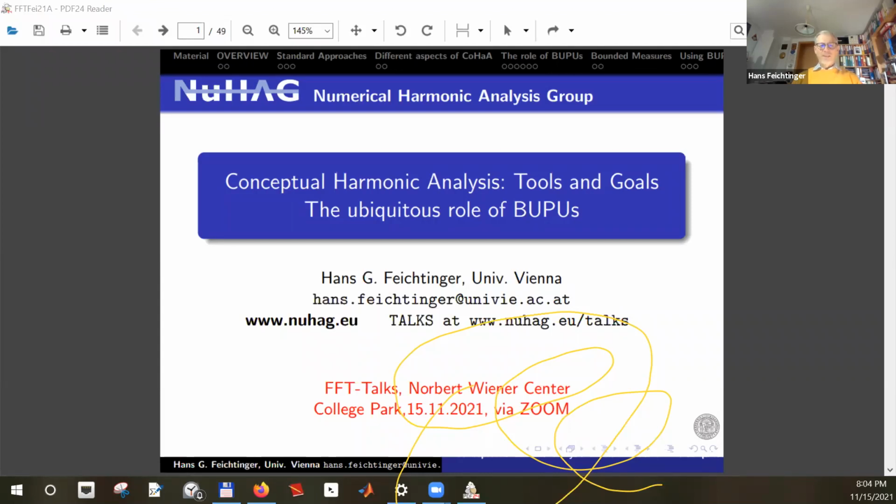Now, at the end, after different versions of the abstract, I decided to emphasize the role of what I call BUPUs. You will see some of them here, the bounded uniform partitions of unity, and I would like to explain to you what kind of universal tool they are and how to use them.